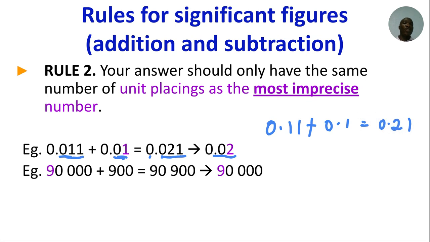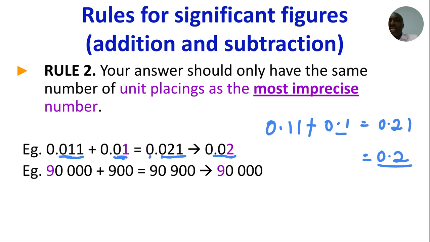Yes, you're getting 0.21, but when you're dealing with such numbers and you're adding, we look at the number which is most imprecise, and in this case this is 0.1, which is to 1 decimal place. That means your answer should be written as 0.2 as your final answer, basing on the significant figures. So when you are making your calculations, please put that into consideration. When you're doing investigations, put that into consideration so that you get your mark for the calculation.